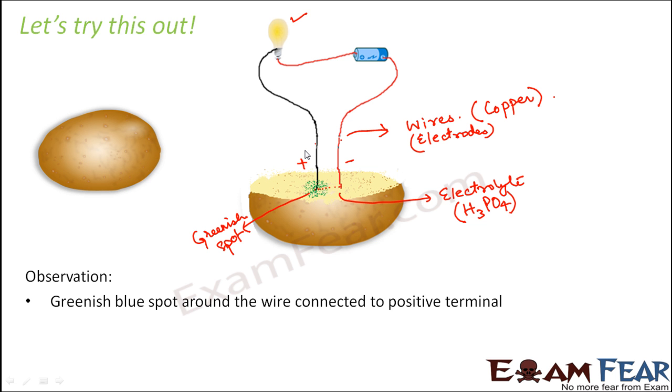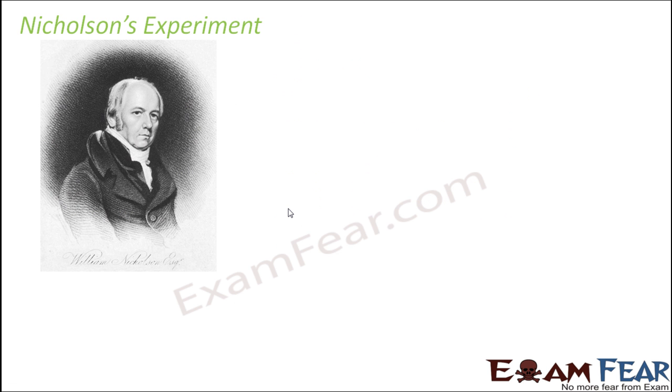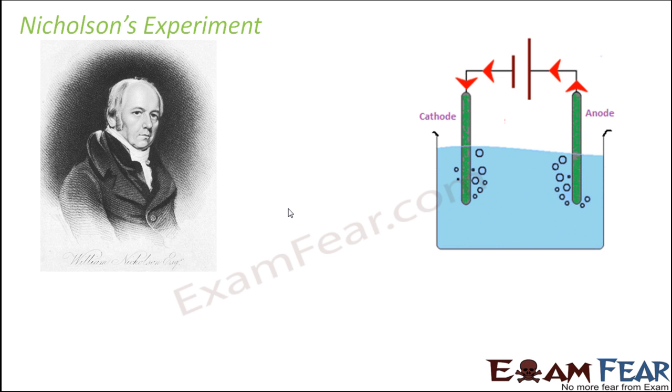So from this you understand, with this experiment you get to know that some chemical changes take place between the electrodes and the electrolyte, because of which all these changes happen, and all these happen only when current is flowing through the solution. So there is another experiment which was performed by a scientist called Nicholson. He was an English chemist who performed experiments with electrodes and electrolyte. So what he did was he immersed electrodes in water. So this was water, and he had immersed the positive and the negative electrodes into water.